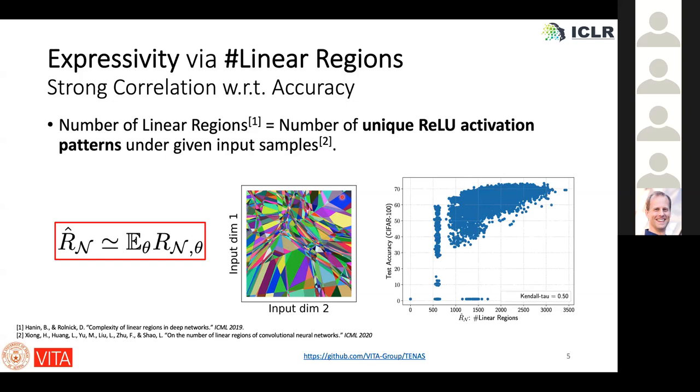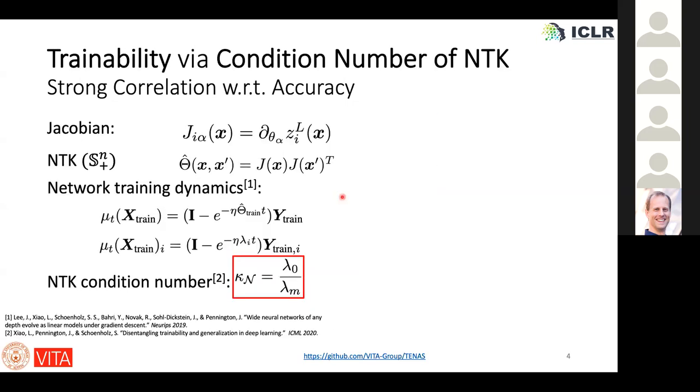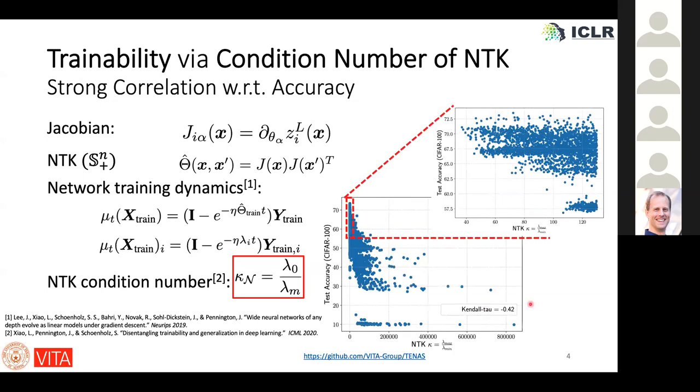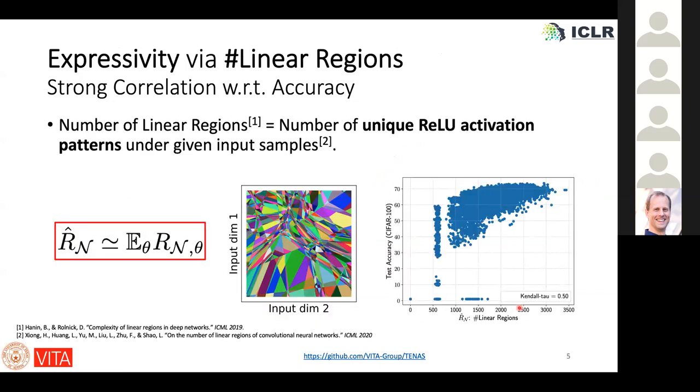I'd like to point out that in the previous slide, the absolute value of the correlation is about 0.42. And for these linear regions, we see a correlation of about 0.5. I think this correlation is quite high for two reasons. First, this is not a learning-based method. This is just an analysis at network initialization. And second, this does not involve any training, so we purely evaluate the architecture at initialization.